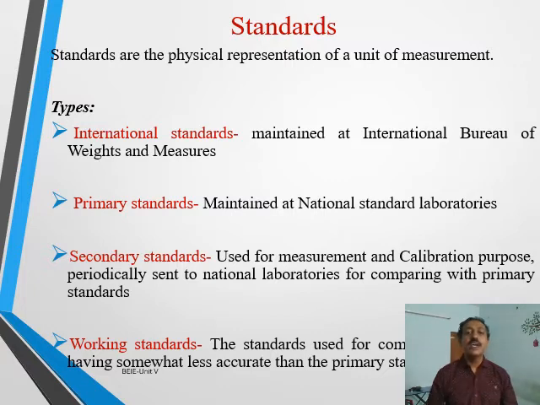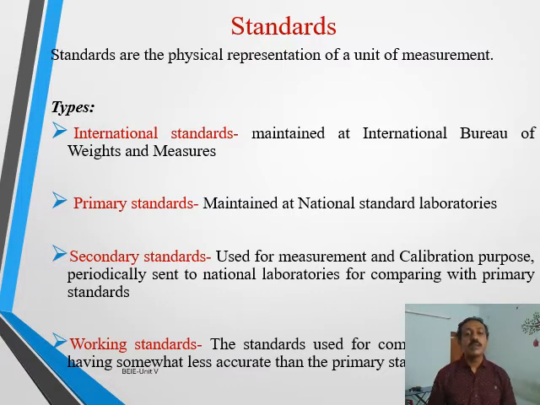First one is international standards. These international standards are maintained only in international bureaus in different countries. They are not at all used for measuring purpose. They are only kept as a display. Next one is primary standards. These standards are maintained at national standard laboratories. In each country we may have national standard laboratories, and these primary standards are present in the national laboratories.